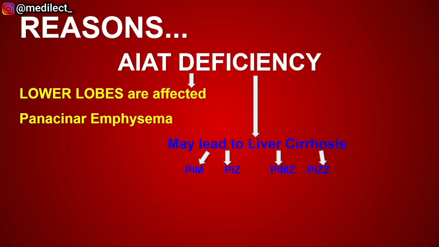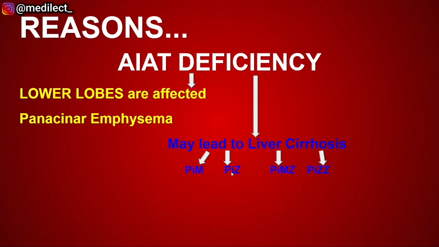Now this alpha-1 antitrypsin deficiency also leads to liver cirrhosis. Why? Because over here, in some people, there is misfolding of this alpha-1 antitrypsin enzyme, which is causing accumulation of the misfolded alpha-1 antitrypsin in the endoplasmic reticulum of the liver, which is leading to liver damage.